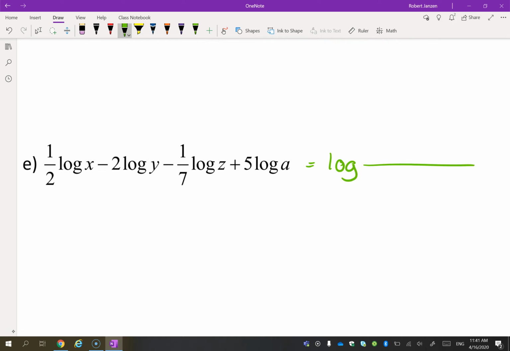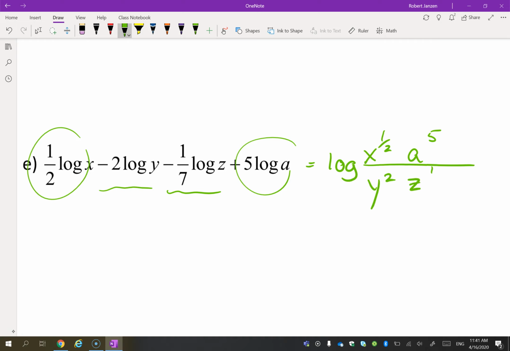So what's being added? This is positive, this is positive. Let's put those on the top. x to the power of half, a to the power of 5. This one is subtracted, this one is subtracted, so I have y squared, z to the 1/7.